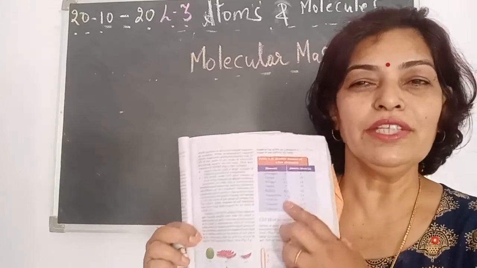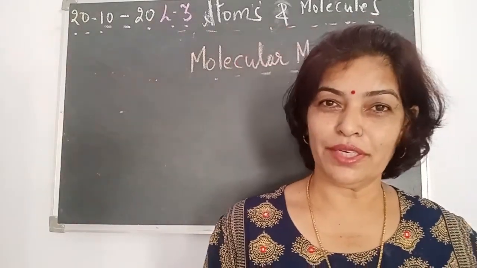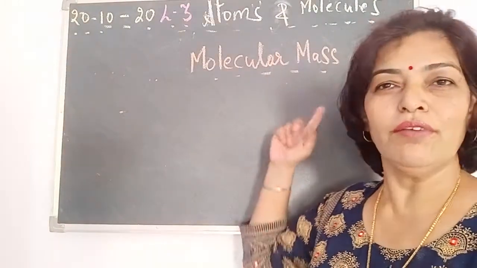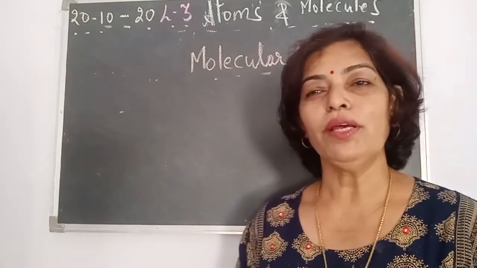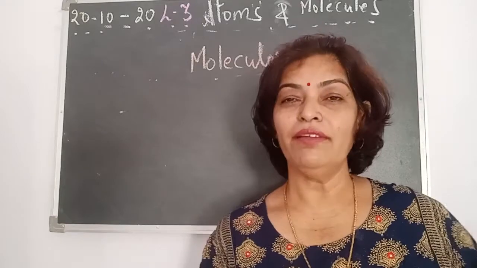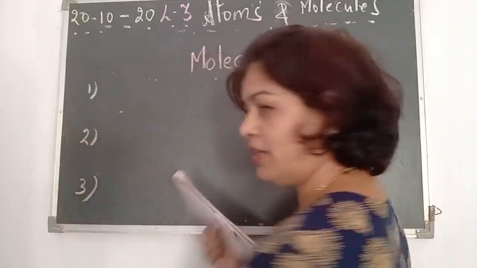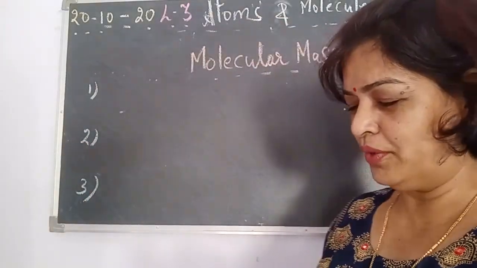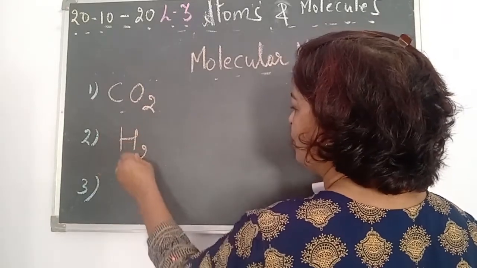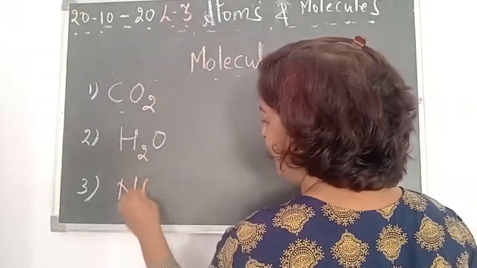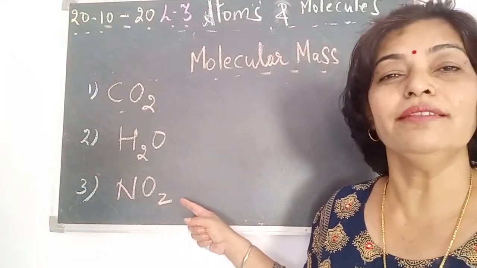Now children, today I will teach you how to calculate the molecular mass, because atomic masses are already calculated. The mass of a molecule is known as molecular mass. Let us try to find out the molecular mass of certain molecules. I have some names already written with me. I will teach you two, then you do the third part. Carbon dioxide, next is water, and third is NO2. This is carbon dioxide, this is water, and this is nitrogen dioxide.